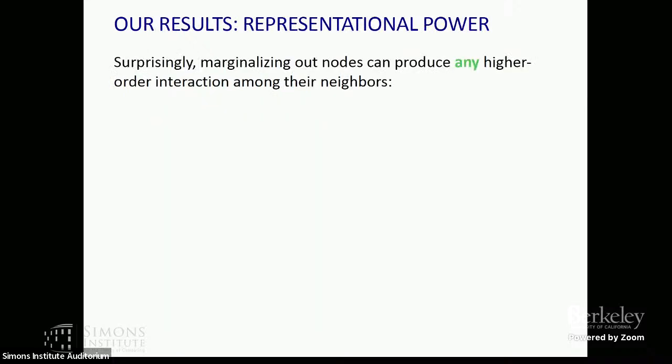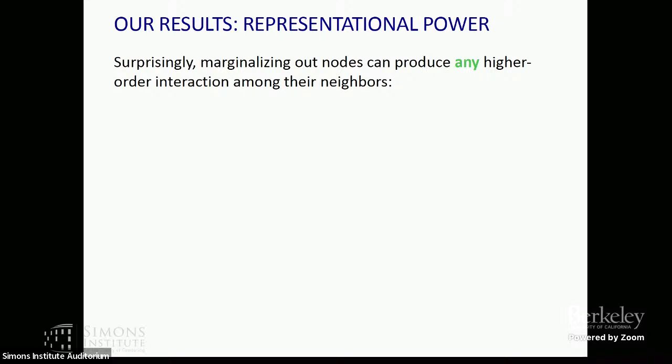So let me tell you about our results before I'll roll up my sleeves and we'll get into some of the technical ideas. So first, let's talk about the representational power of restricted Boltzmann machines. So one direction I told you was folklore, that if you take a restricted Boltzmann machine with bounded degree and you marginalize out these unobserved nodes, you end up with a Markov random field.